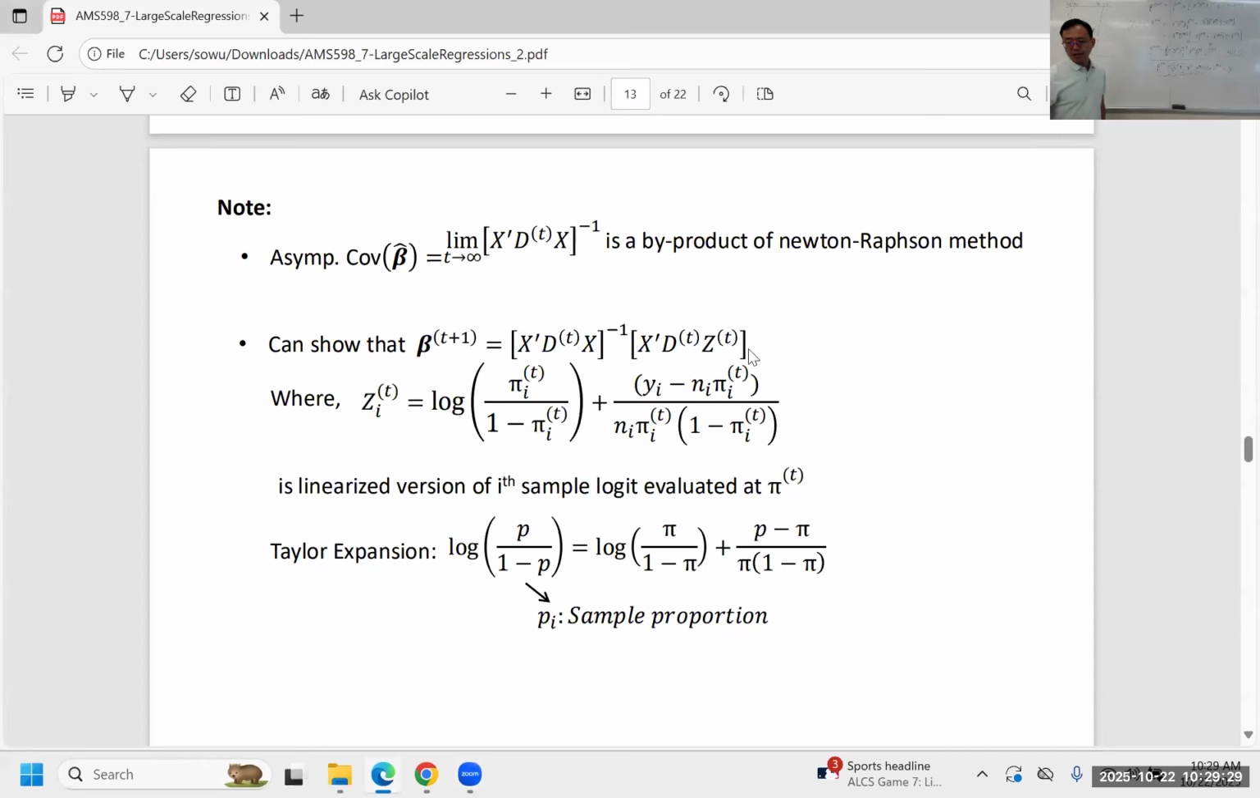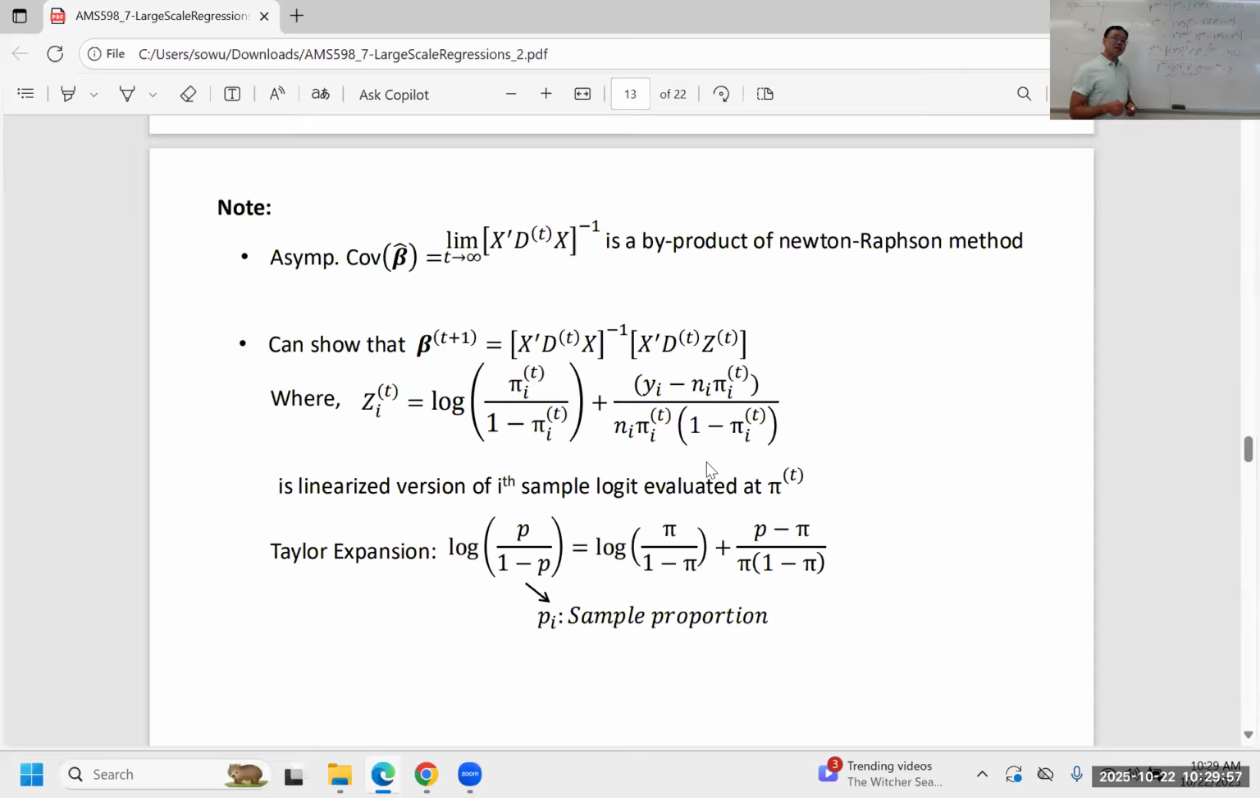Beta t can be written into this form, with zt essentially equal to the log of this pi zit. For the elements of zi, it is log pi i over 1 minus pi i, plus this term over here. Now, this is indeed the weighted least square form.